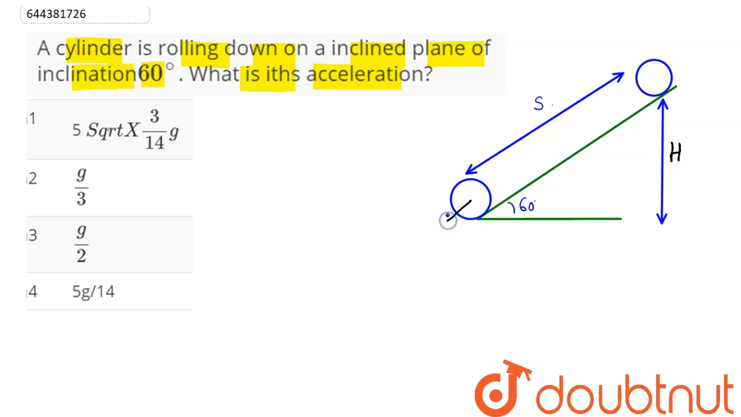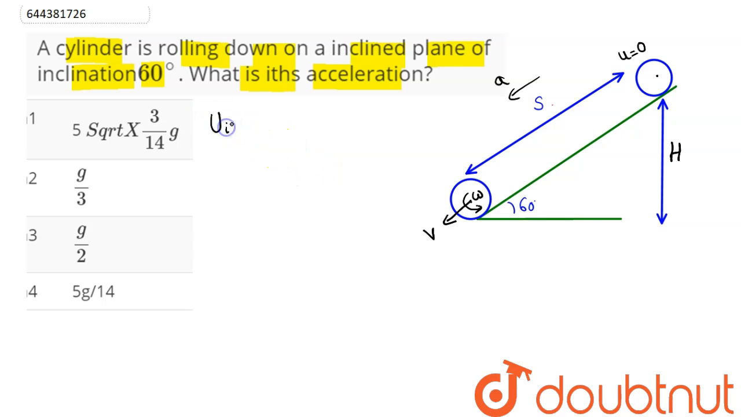Now when this comes downward, we can say here this speed is v, and for pure rolling condition we can say here this is omega, and here we need to find the acceleration. Initial velocity here is given to be 0, so at these 2 points we can apply mechanical energy conservation.